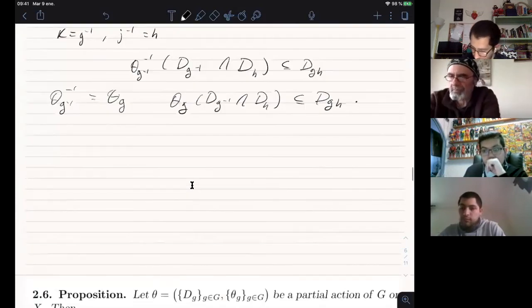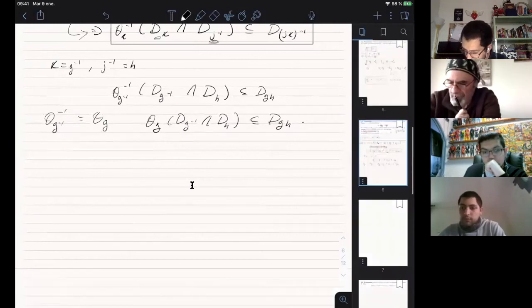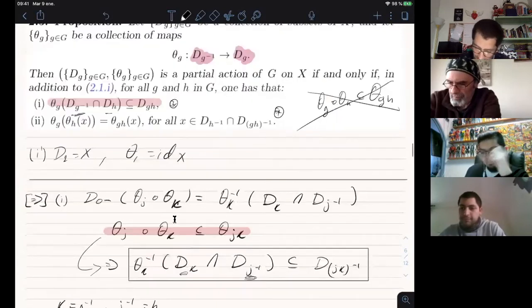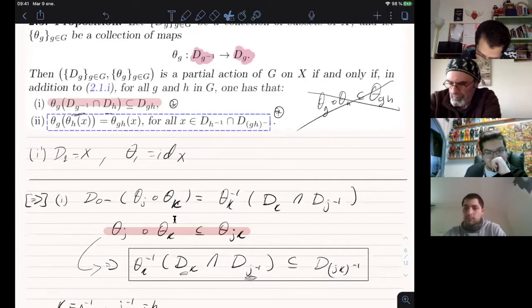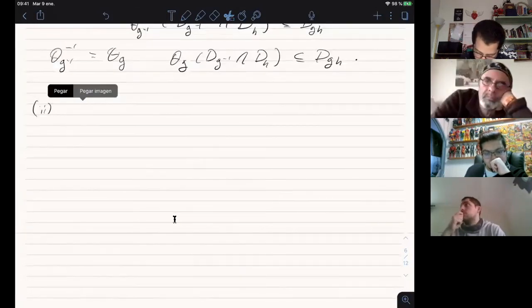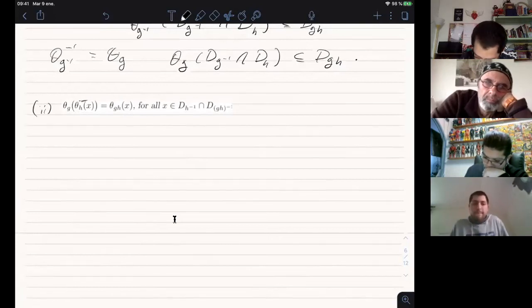And now condition 2. Need to add another page to have some space. And condition 2, what we have to show is this thing here. I'm going to cut it, paste it. This is what we want to show. And then what we do, we take this element here.